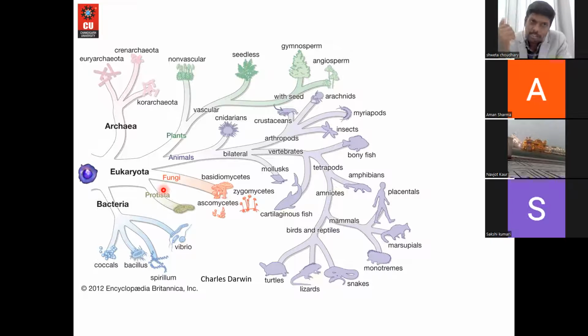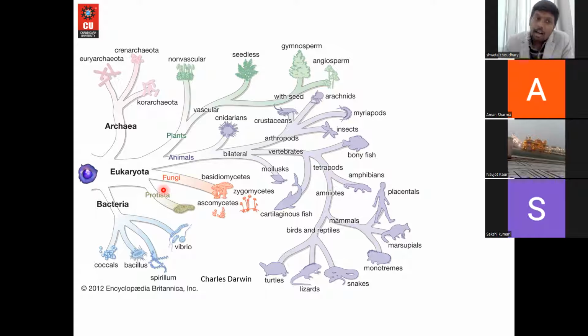Most of the parasites are protista. Okay, like your malaria parasite, Taenia solium, Taenia saginata, Giardia lamblia, Ascaris, Necator americanus. All these parasites are protista. Okay, so this is all about the eukaryotes, bacteria and archaea.